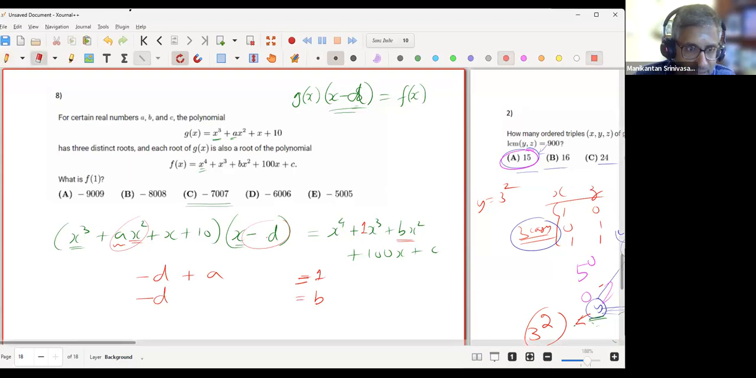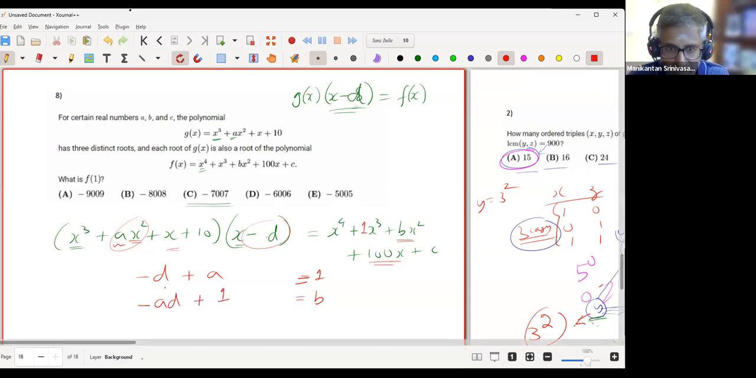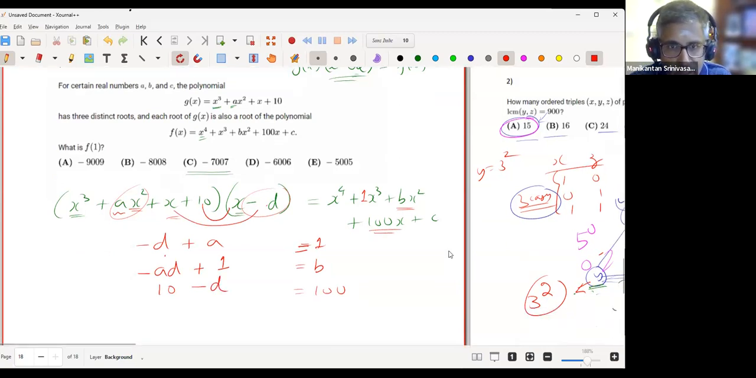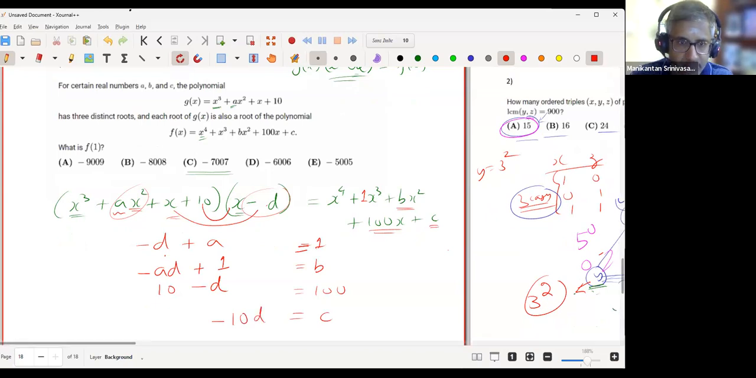So minus ad. Okay, again, please watch out if I make some silly mistake. And then plus x multiplying the x, which is 1. Now comparing the x coefficient, it's 100 here. And then this 10 multiplying this 1, which is 10. And then this x multiplying this minus d. Yeah, correct. Minus d. And then lastly, the constant c is got by minus 10 t.